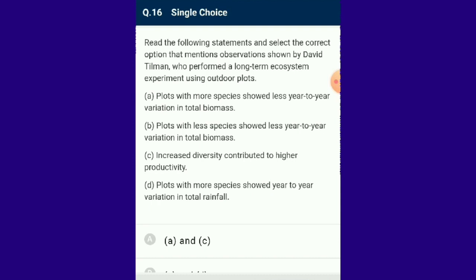Question number 16. Read the following statements and select the correct option that mentions observations shown by David Tilman, who performed a long-term ecosystem experiment using outdoor plots. According to David Tilman, long-term ecosystem experiments using outdoor plots provide some useful answers regarding species diversity. The greater the diversity of species, the greater is the productivity in the number of species and biomass. The higher productivity stands for the high stability of community and its species richness. He also suggested with his plots that more species showed less year-to-year variation in total biomass. So the answer for this question is option A.